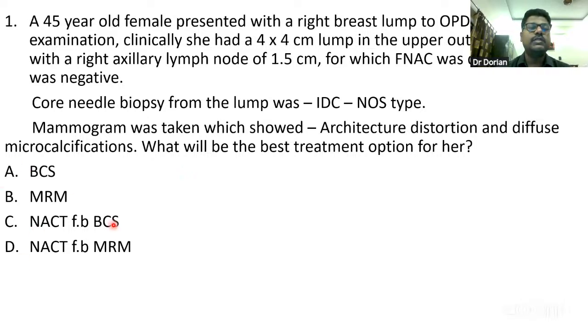The other 2 options, neoadjuvant chemotherapy, is not carried out because of the size. 4 × 4 centimeter, the tumor will come to T2 size. For T2, you can go for upfront surgery, no need of neoadjuvant chemotherapy. So the correct answer will be option B, modified radical mastectomy, because the patient has diffuse malignant appearing microcalcifications.